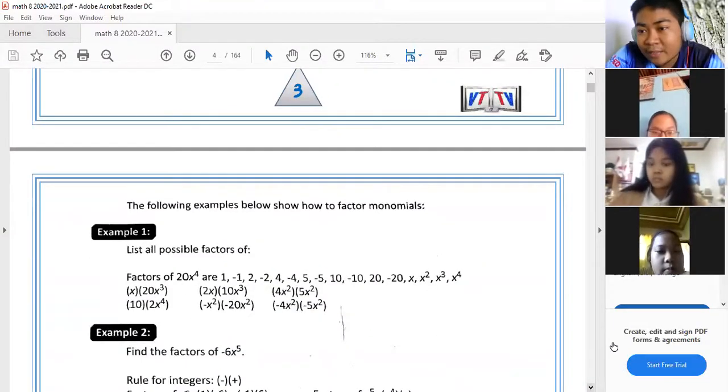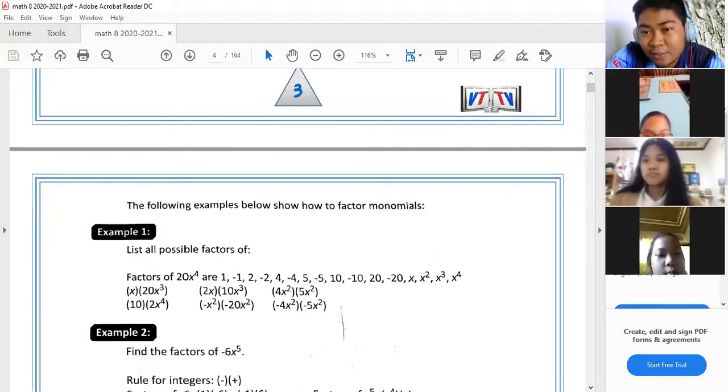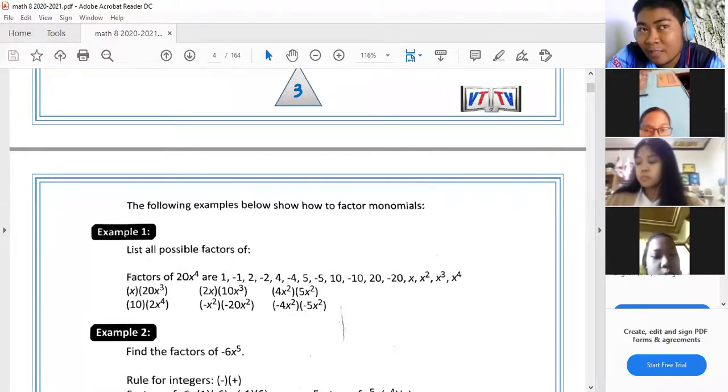So, Chloe, I already sent the PDF file of our module in your email. Nakita mo na? Hindi pa po. Try to check. I already sent it using SMSI AR2Kai. Doon ko sinend dun sa binigay mo.